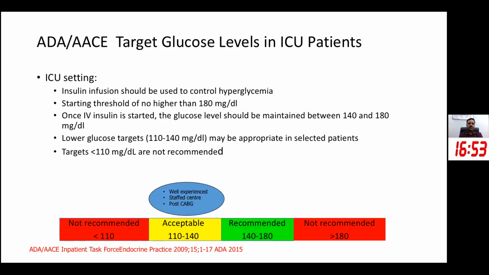The starting threshold should be 180 milligram per deciliter. And once IV insulin is started, the glucose levels should be maintained between 140 to 180 milligram per deciliter. We can go down to 110 to 140 milligram per deciliter, provided we have well-experienced staff, and the patients are maybe post-CABG patients and all. But ideally, we can keep it between 140 to 180.